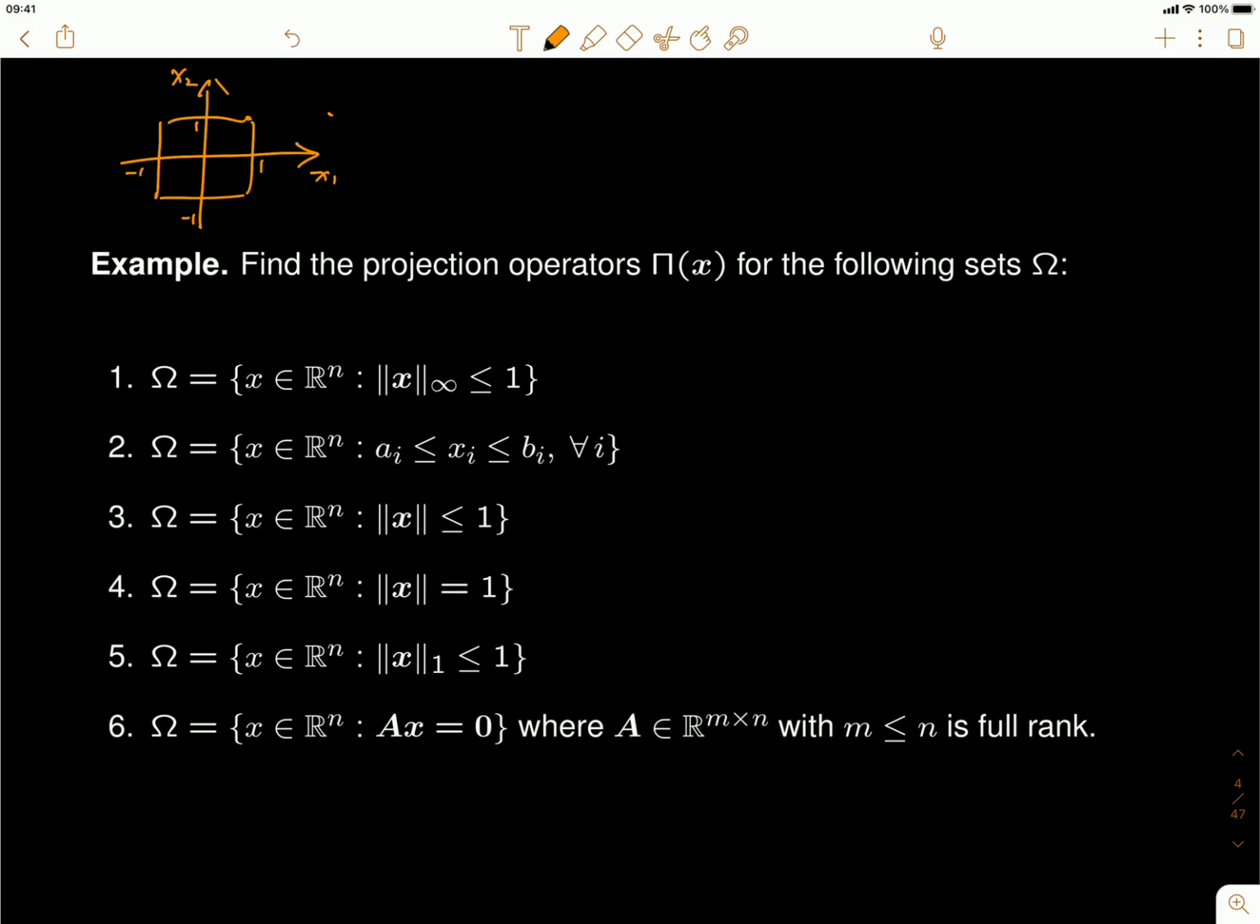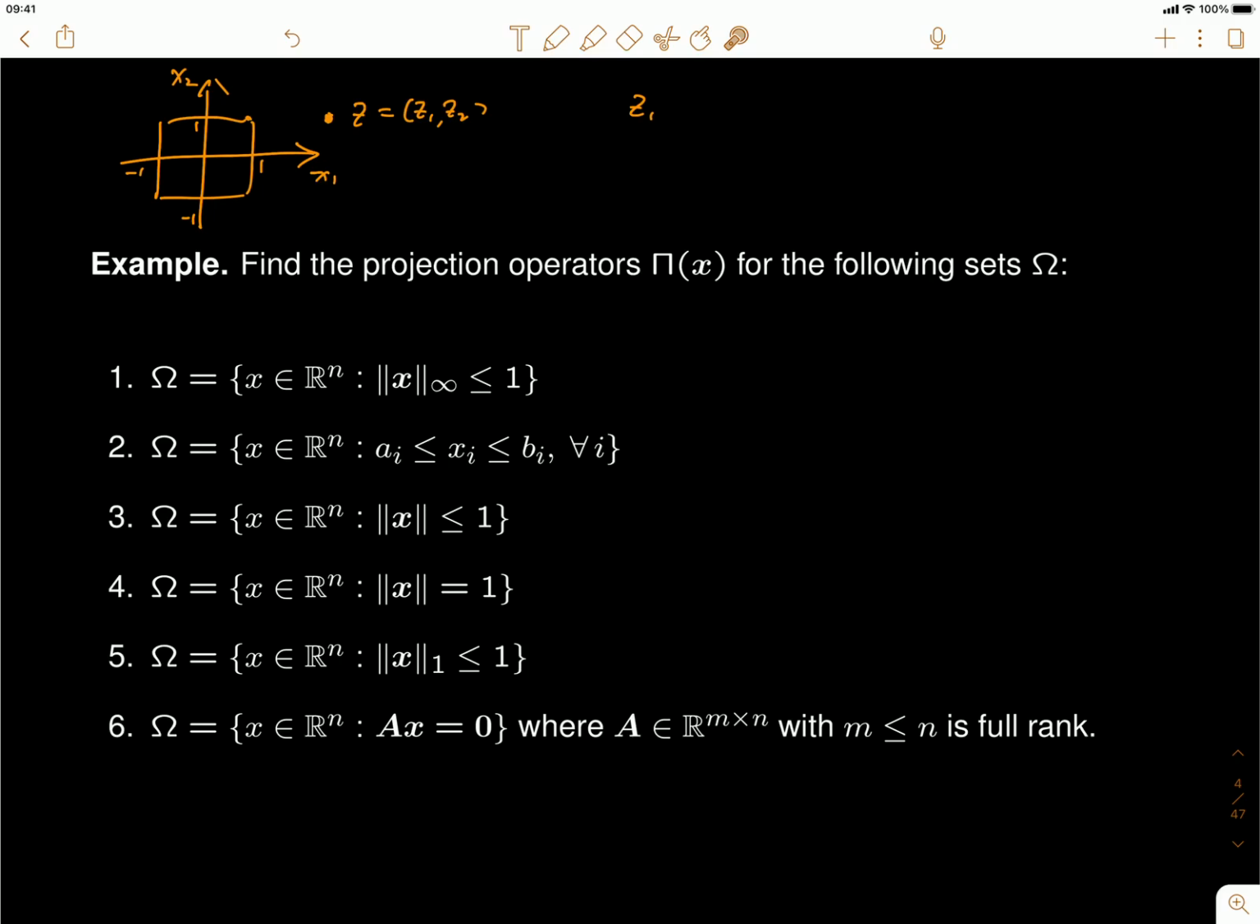You can imagine that it doesn't matter where the point is. I just need to project it to this, and usually you can do this by the so-called clipping. For example, you have this z value, which is z1, z2. Then you just look at each component separately. If z1 is outside of the range negative 1 to 1, then just project it back to negative 1 to 1. For example, if z1 is 3, you just project to 1. If it's negative 2, you just project to negative 1. Things like that.